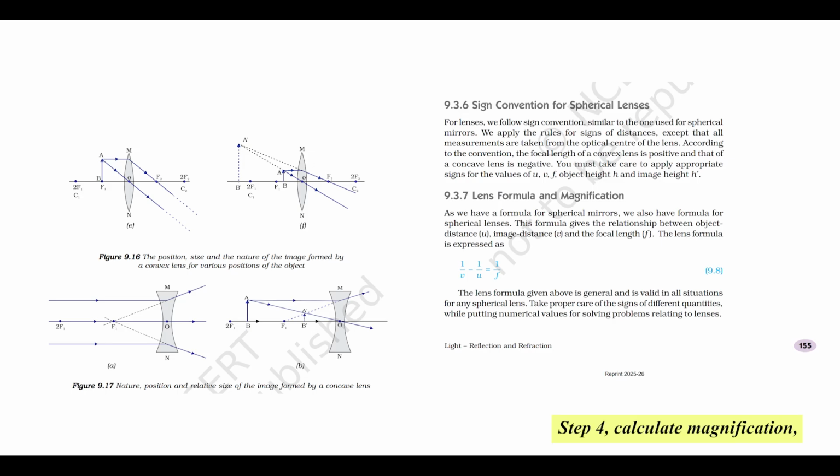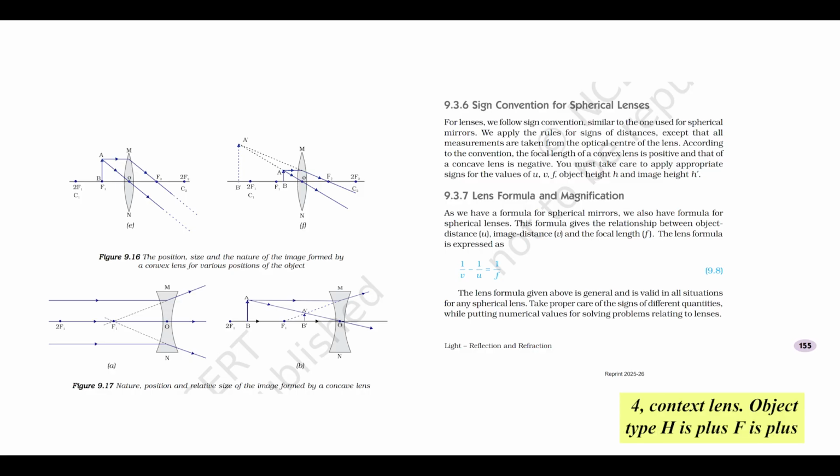Step 4, calculate magnification. m = v/u, the lens version. v is -10 centimeters and u is -30 centimeters, so m = +1/3, about +0.33. Positive m means virtual and erect. The magnitude 0.33 is less than 1, so diminished. That checks out for a concave lens. Excellent.